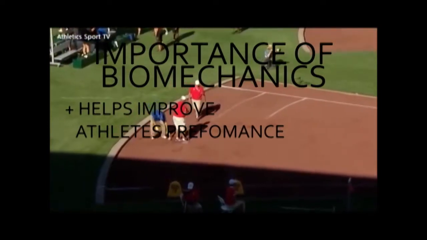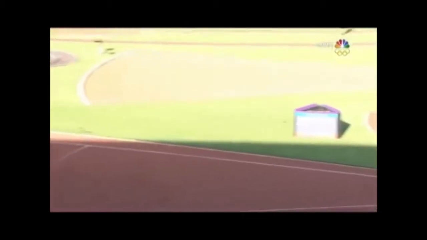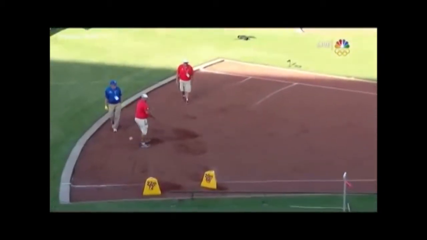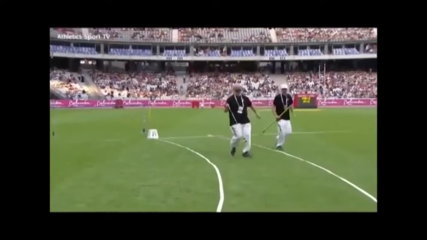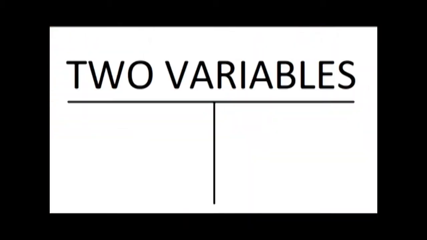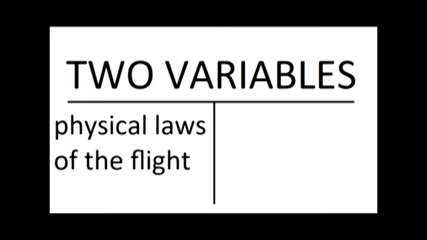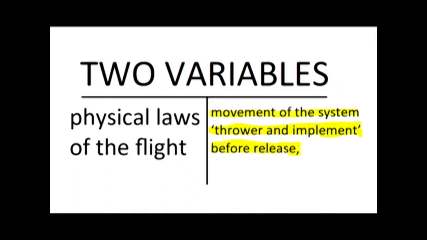An event that perfectly displays the importance of biomechanics is the field event shot put. Shot put is a throwing event that has the goal of throwing a shot the longest distance. It is played all throughout the world and in the Olympics. In the event shot put, the factors influencing the performance can be classified into two separate parts. The first is the physical laws of flight, and the second being the biomechanical laws of the movement of the system, thrower and implement, before release. The second is going to be the main purpose of this presentation.